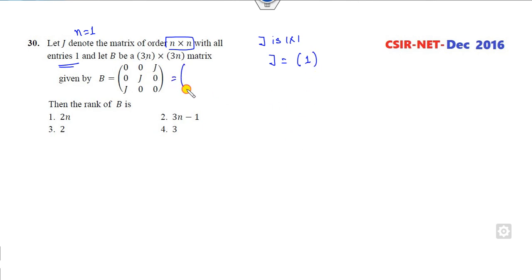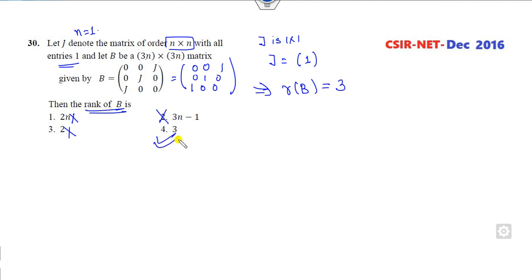So this value will be 0 1 0 1 0 0. So what is the rank? Rank of B. Rank of B is my 3. So I take n as 1. So this option is not true. When I take n as 1, it will be 2, not an option. So the only left option is the 4th, which is right.